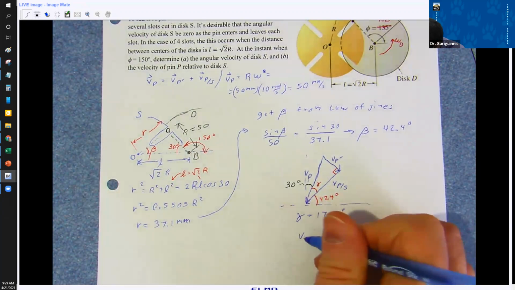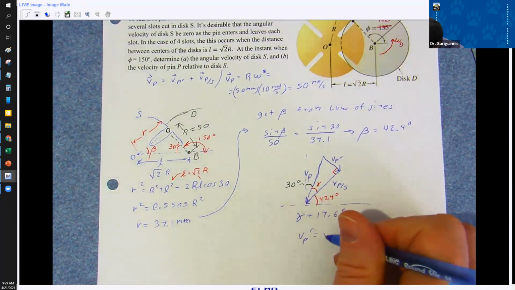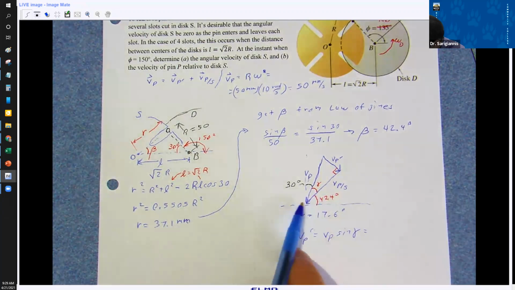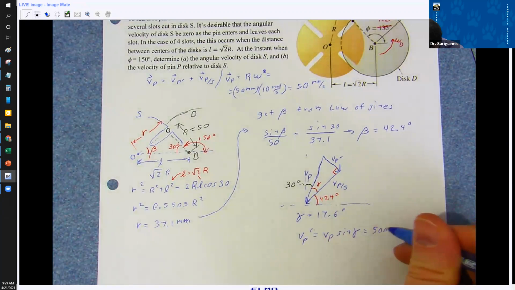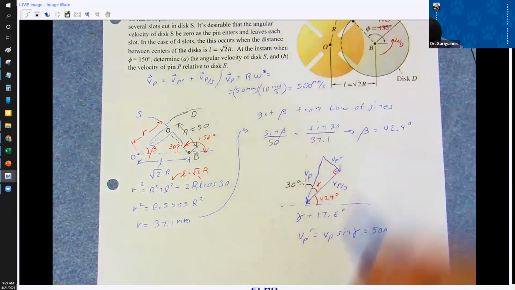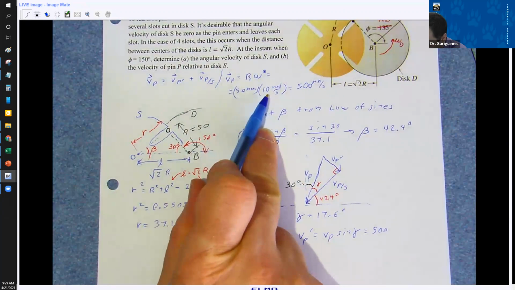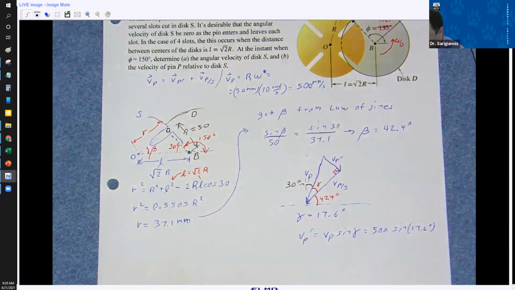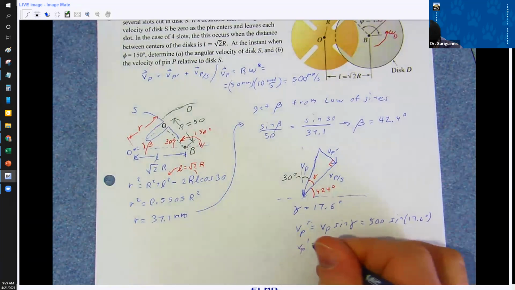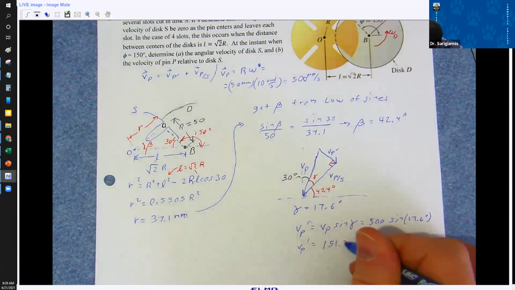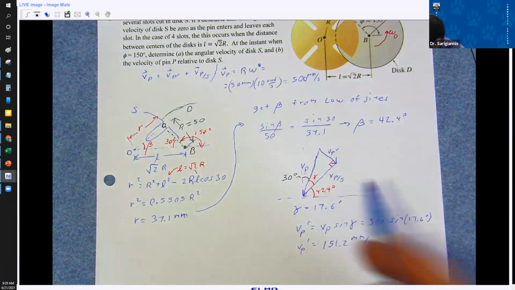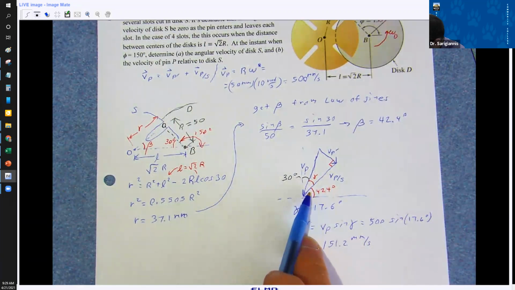So from geometry, we can see VP prime is just VP sine of gamma, this gamma here. So 500. This is a 500: 50 millimeters times 10 radians per second, that's 500 millimeters per second. 500 sine 17.6 degrees. VP prime is 151.2 millimeters per second at an angle of, and you can notice here, right?